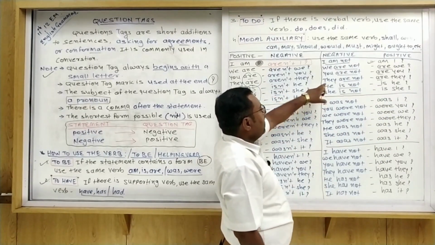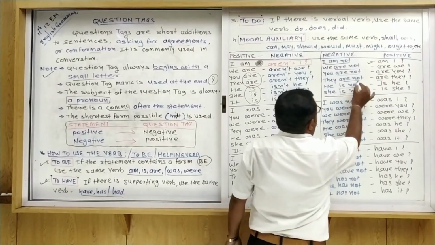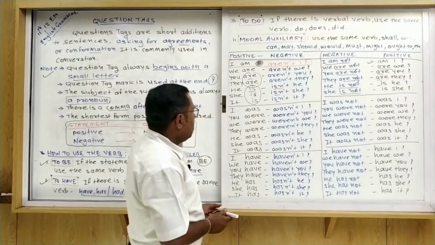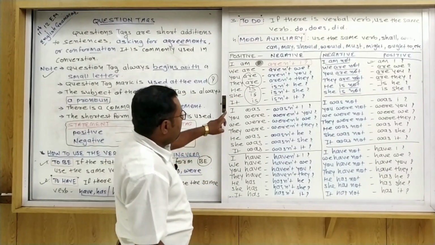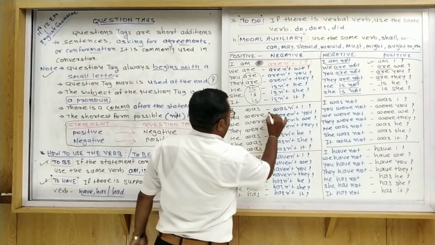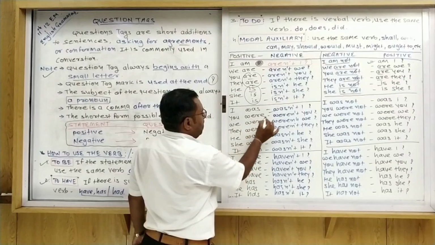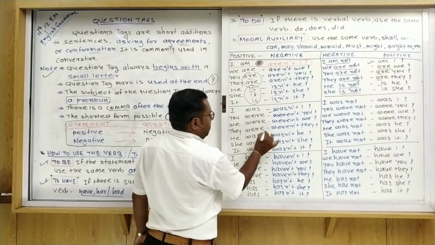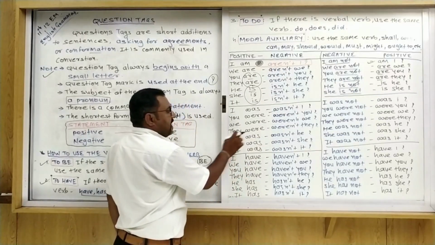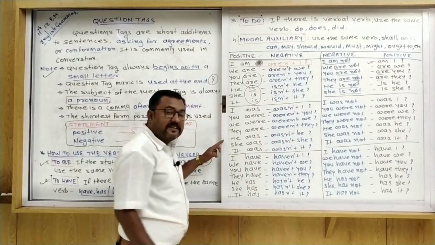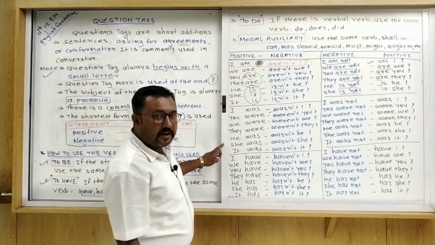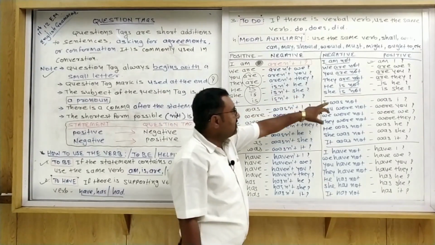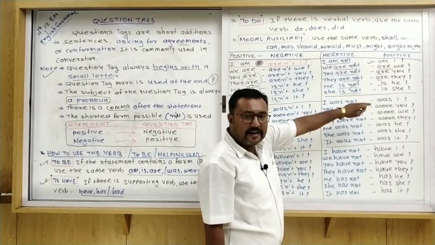When there is a negative sentence, then at that time you have to remove not. Okay, dear friends. Another, the past to be form. I was, wasn't I? You were, weren't you? We were, weren't we? They were, weren't they? He was, wasn't he? She was, wasn't she? It was, wasn't it? The same thing, if the sentence is given about negative sentence, you write down positive.